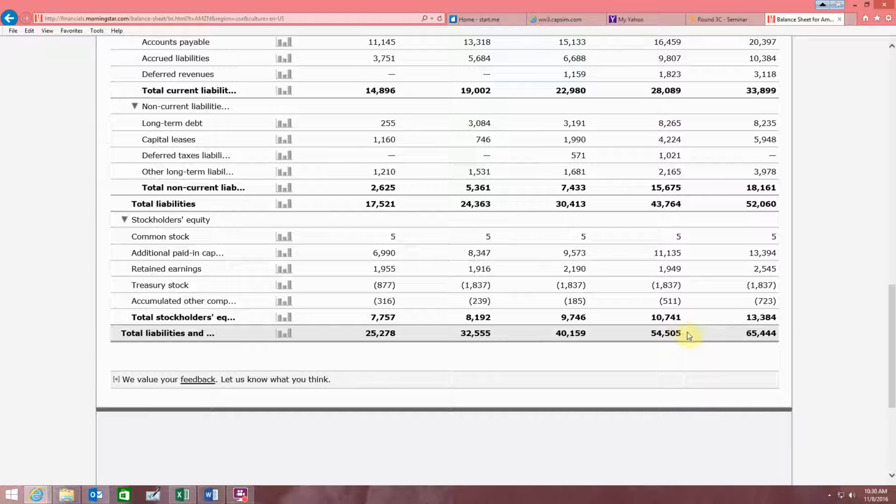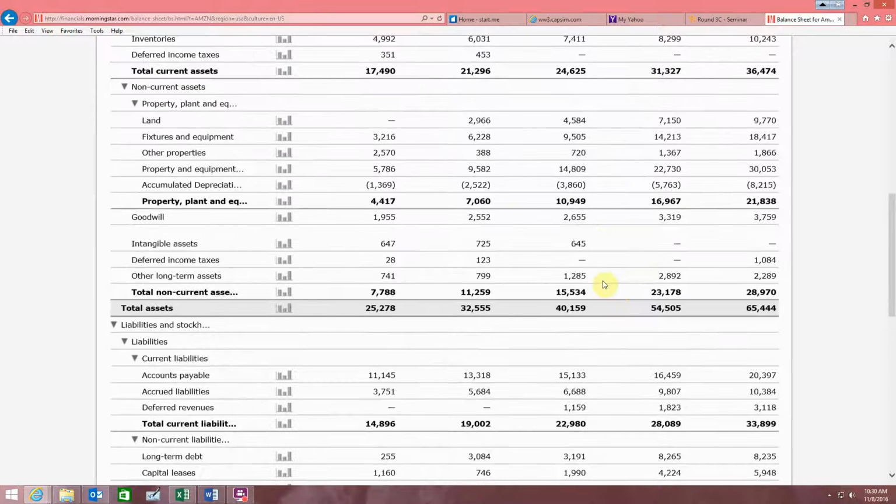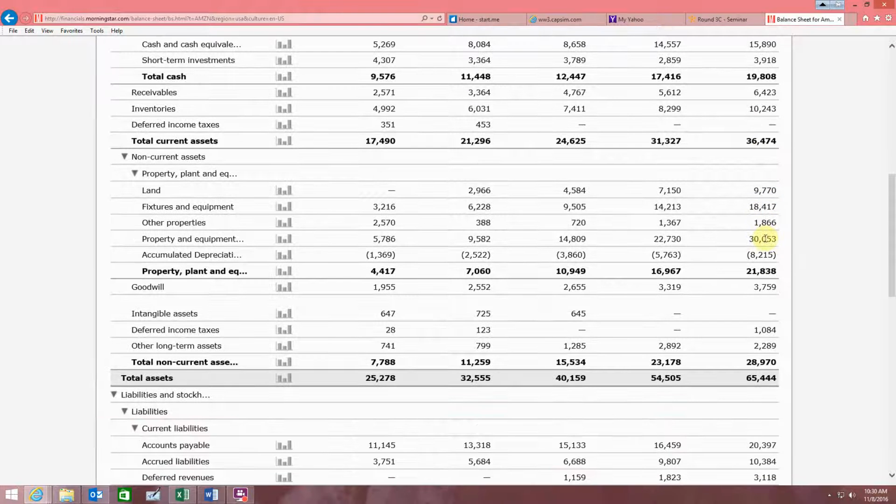That's what investors think it's worth, but its total actual book value. It's one of the reasons I picked Amazon. I kind of figured that there would be a huge discrepancy between these. Total book value is only $13,384,000. And that's because the actual assets of the company are listed up here.